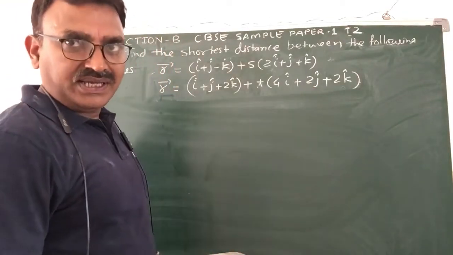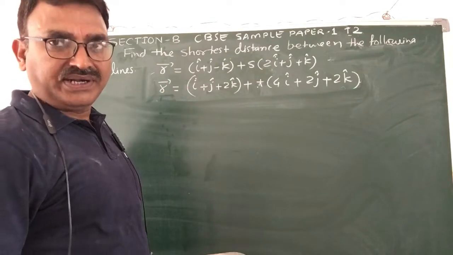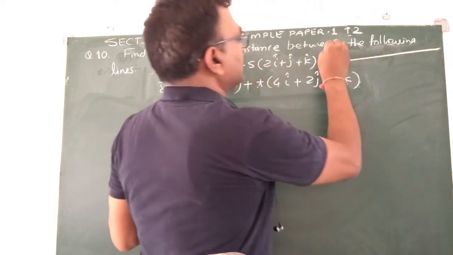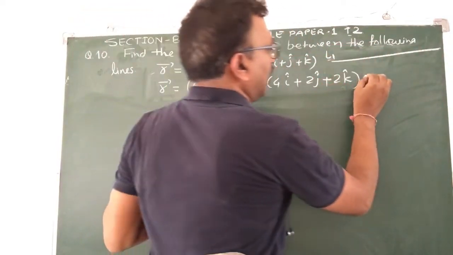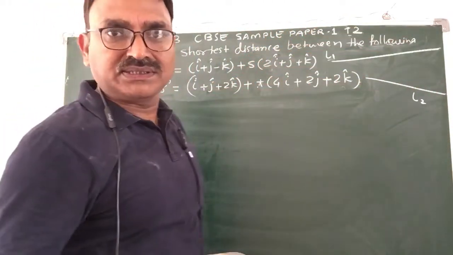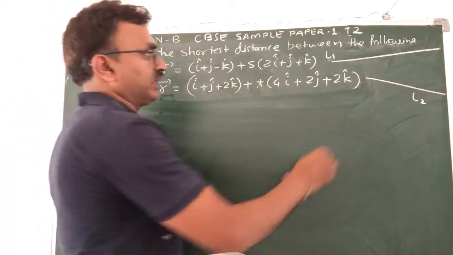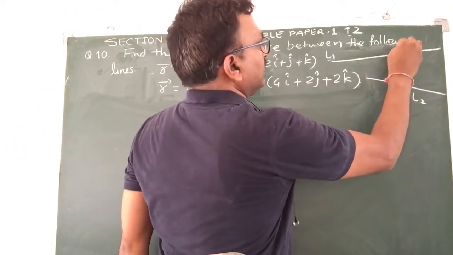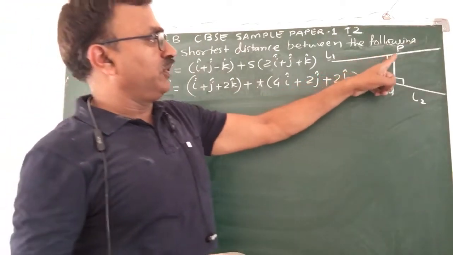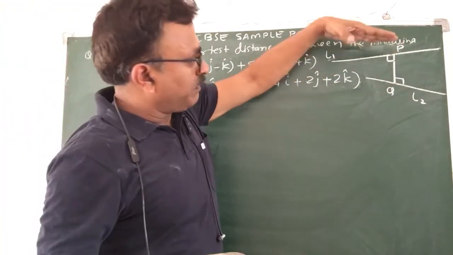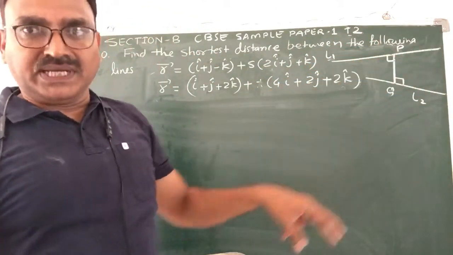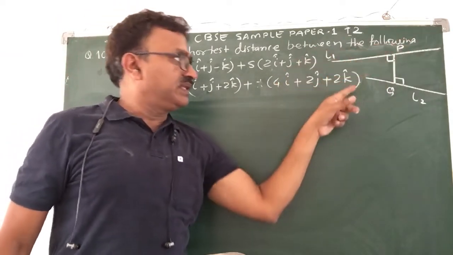So students, these are the equations of lines in vector form in 3D. Suppose line 1 moves in this way and line 2 moves in this way, and we want to find the shortest distance between these two lines. Suppose PQ is a segment perpendicular to both lines at points P and Q, then this PQ segment will be called the shortest distance between line 1 and line 2.